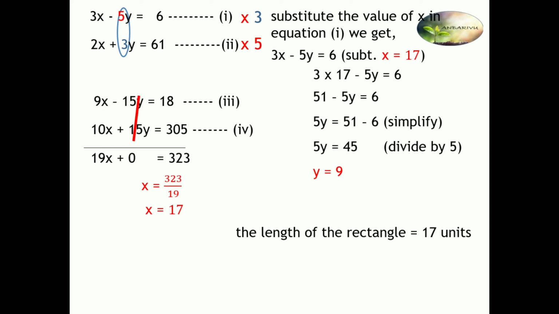Therefore, the length of the rectangle is 17. Breadth of the rectangle is 9 units.